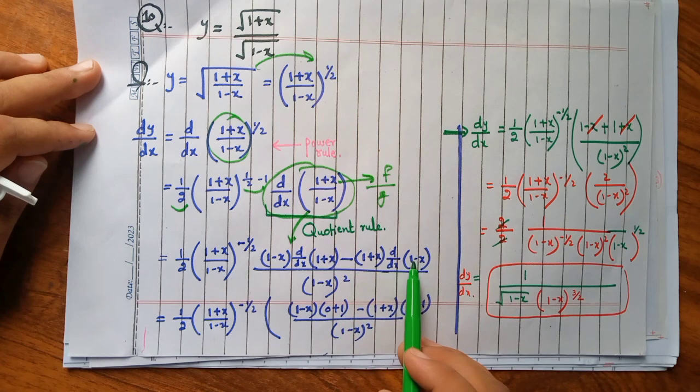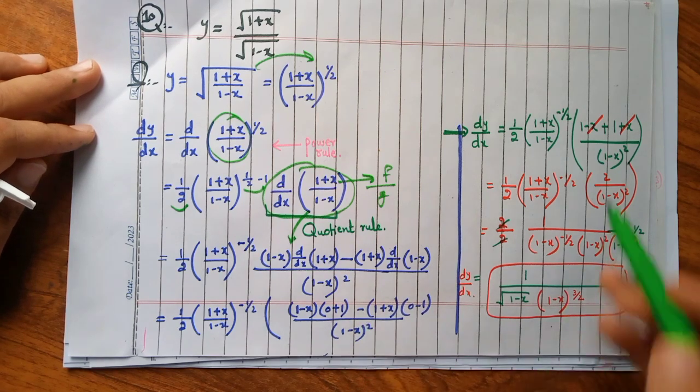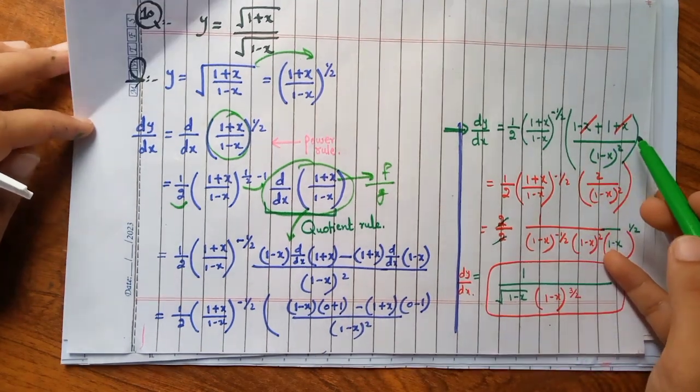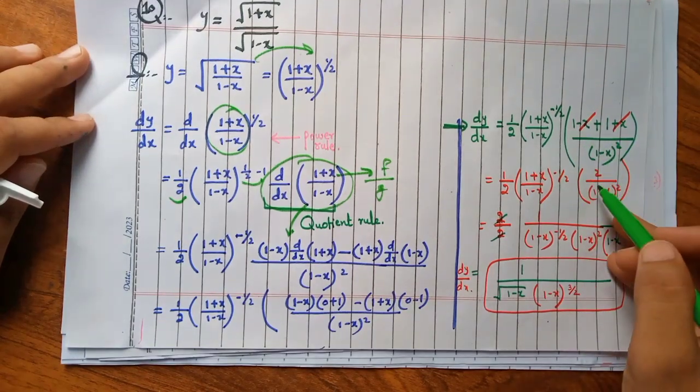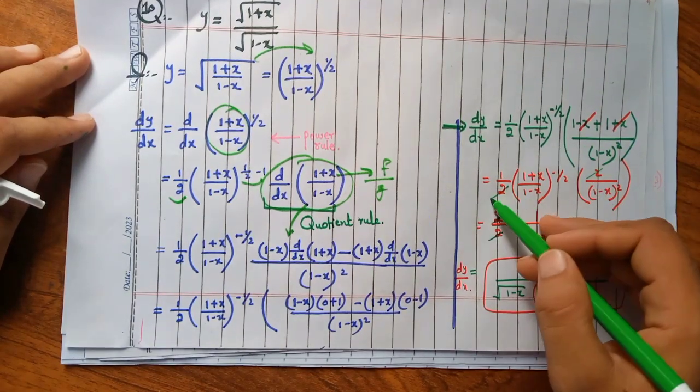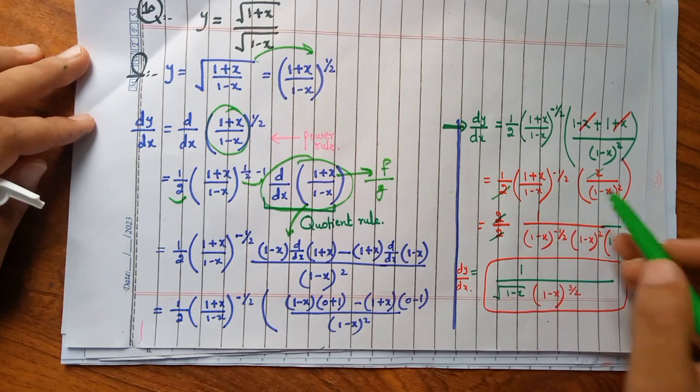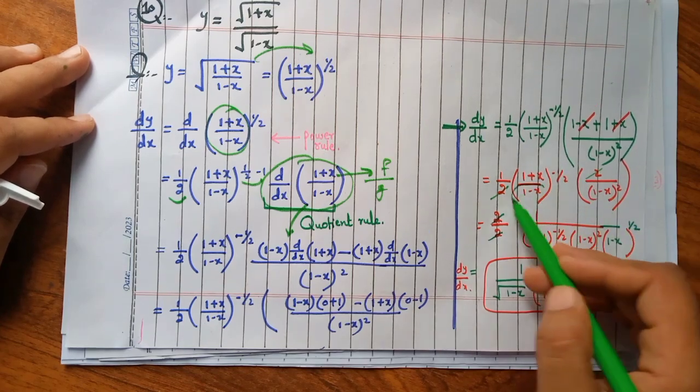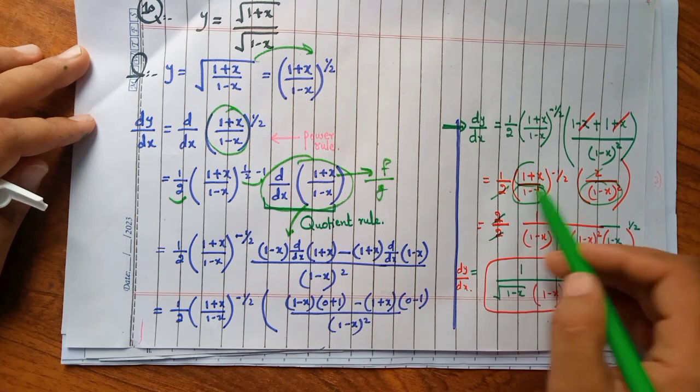Similarly, the derivative of 1 is equal to 0, and this will be minus, and the derivative of x is equal to 1. So after simplification, positive x and minus x will cancel out. So this will become 1 plus 1, which is equal to 2. 2 will cancel out with 2. So in the next step we will combine 1 minus x and 1 minus x and 1 plus x.